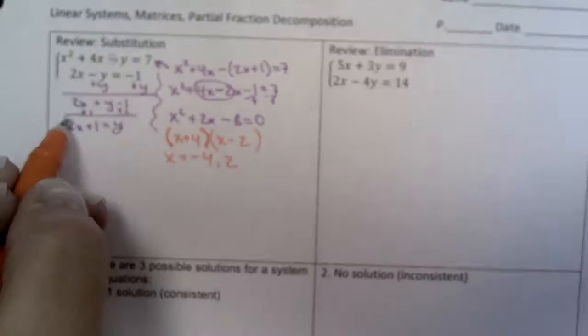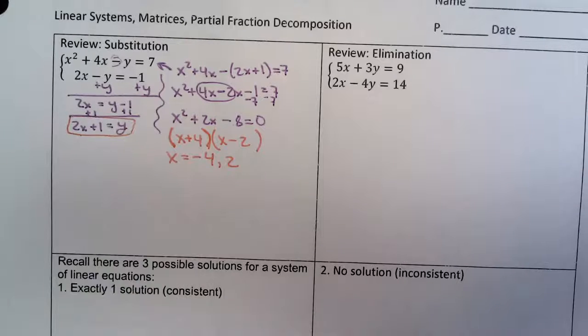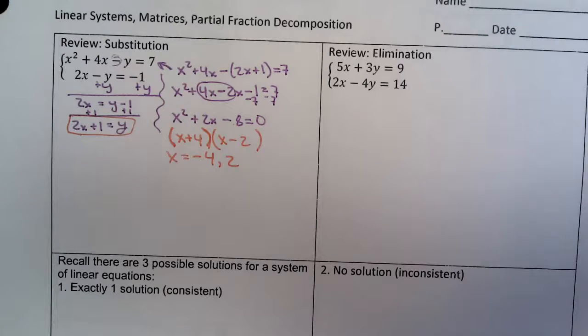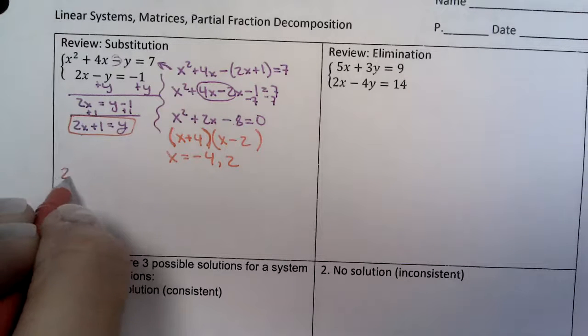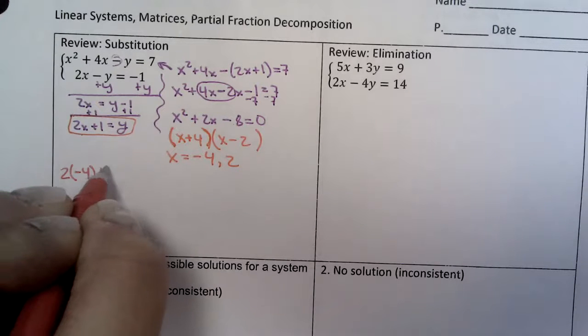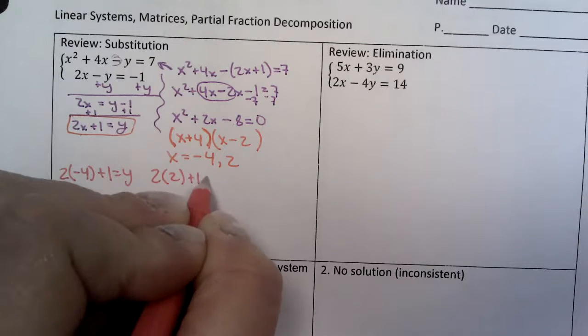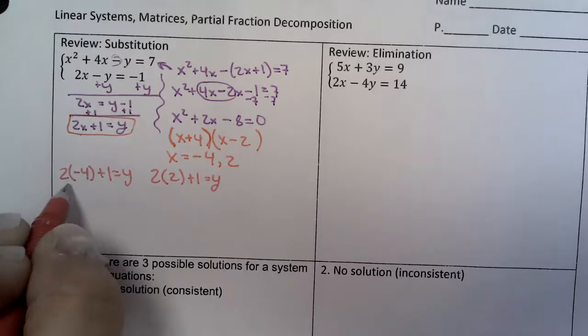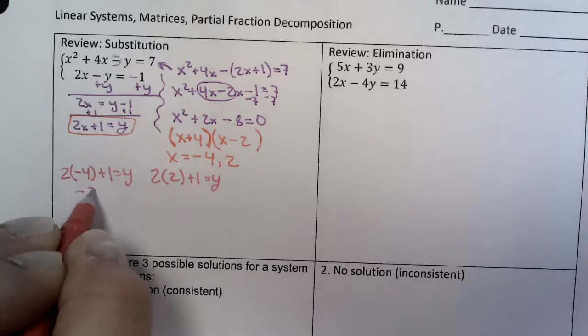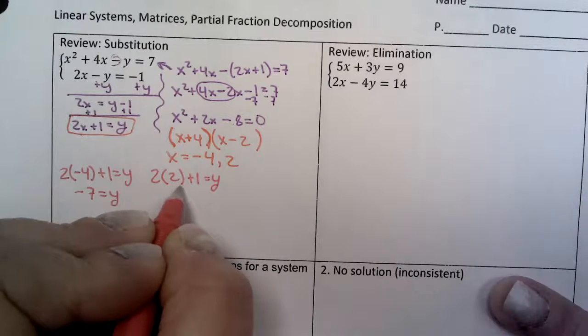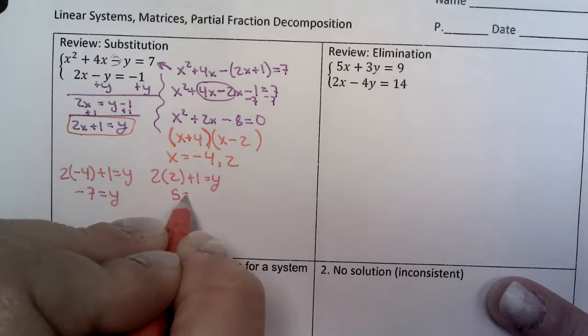Now I'm going to go on ahead and plug those back in, and I'm just going to plug them back into this 2x plus 1 equals y. So 2 times negative 4 plus 1 equals y, and 2 times 2 plus 1 equals y. Okay, so negative 8 plus 1 is negative 7 equals y, and here 4 plus 1 is 5 equals y.